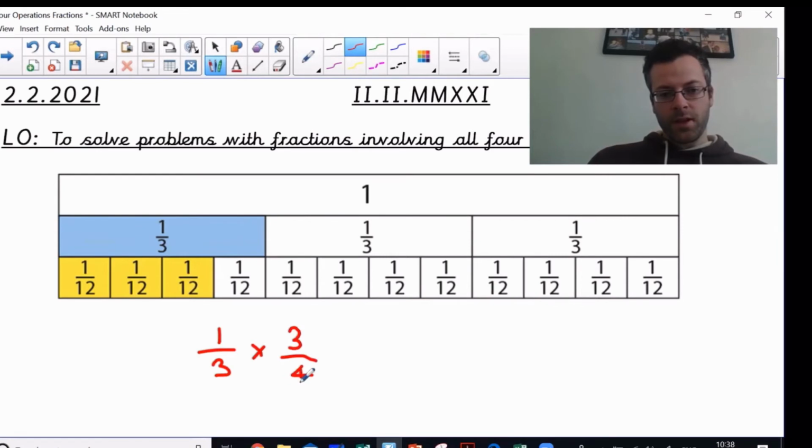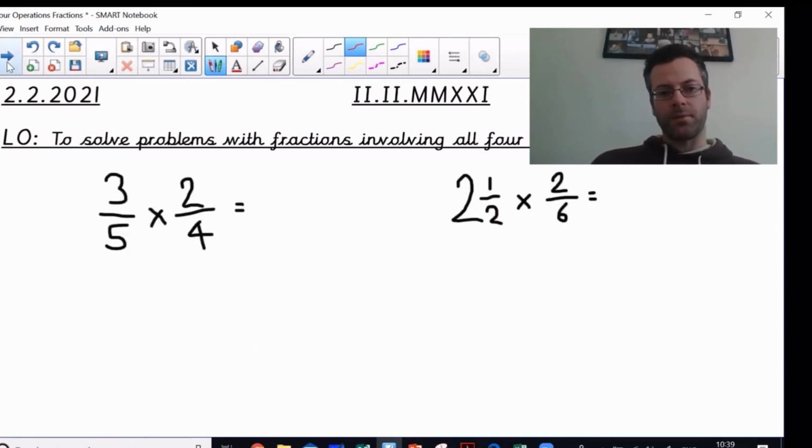Okay? And our answer is 3/12, because that is 3/4 of that third. Okay? And again, it works. Numerator times numerator gets us to 3. Denominator times denominator gets us to 12. Okay, this is why those multiplications work.